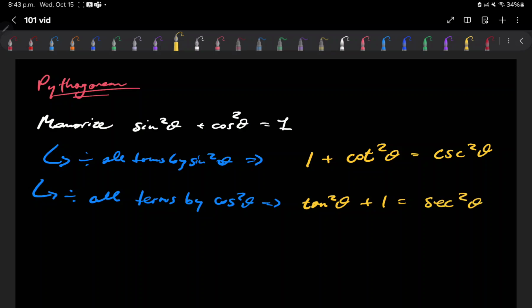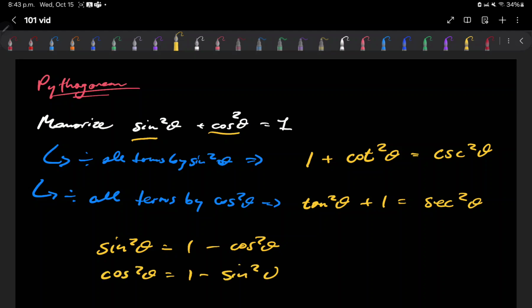You can also isolate for each of sine squared theta and cos squared theta. I would not memorize this. Just do it if you need to, as it comes up: sine squared is equal to 1 minus cos squared, and cos squared theta is equal to 1 minus sine squared.